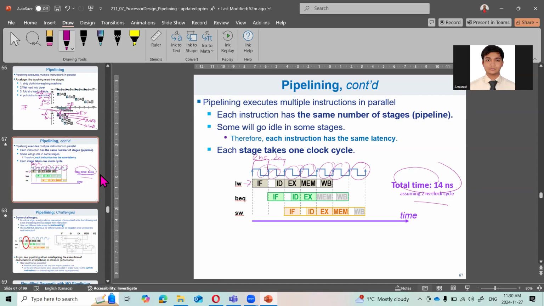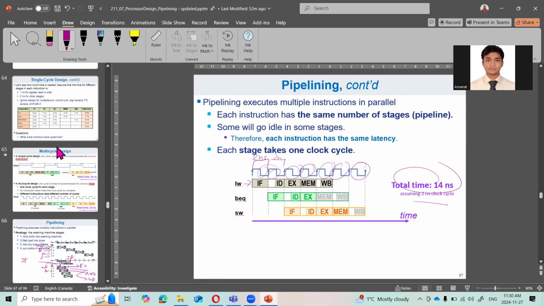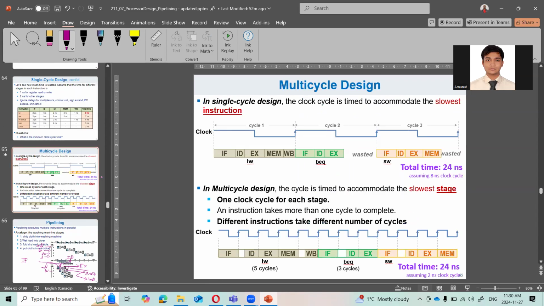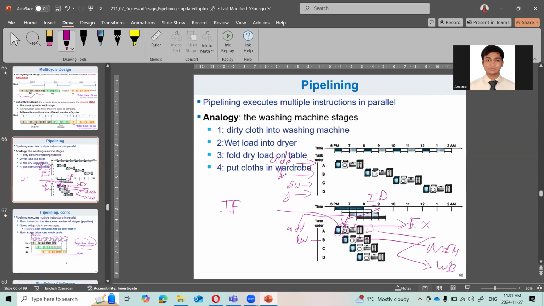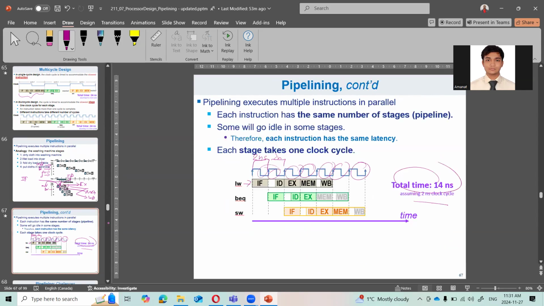Whereas if we did it this way, then this would take 2 plus 2 plus, okay, maybe it has different numbers, right? So we have a load, we have a store, and we have an R-type instruction. So 8 plus 7 plus 6, 3 instructions, then 8 plus 7, 15, plus 6 is 21, around 21. So you immediately see that we are saving time.